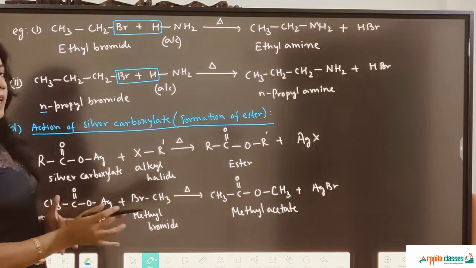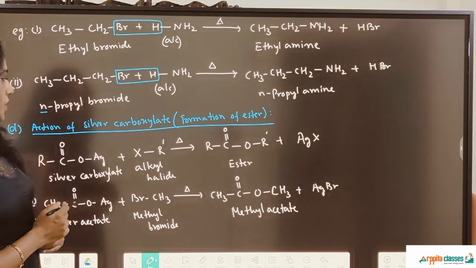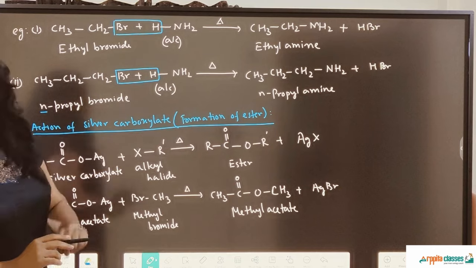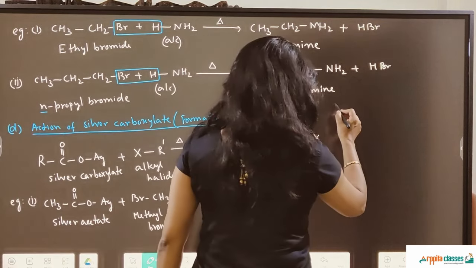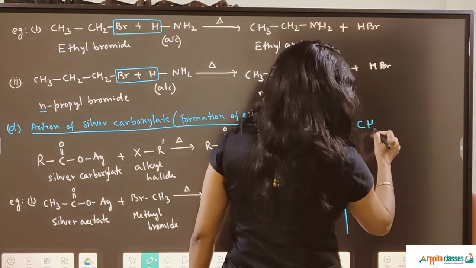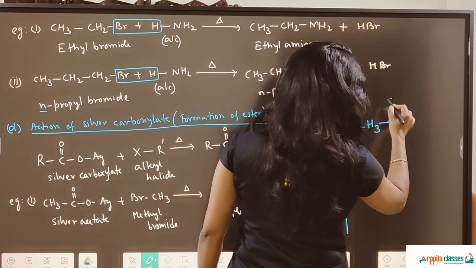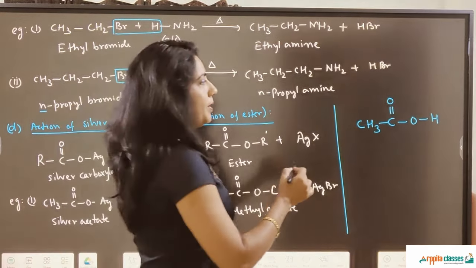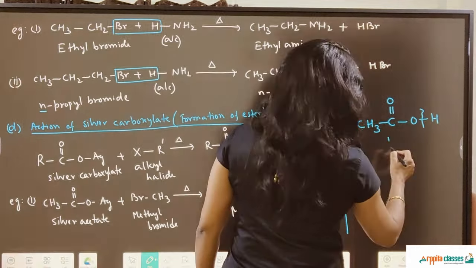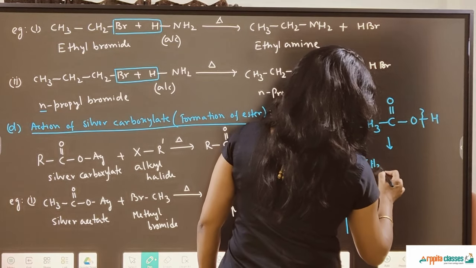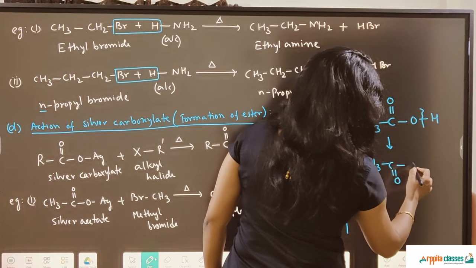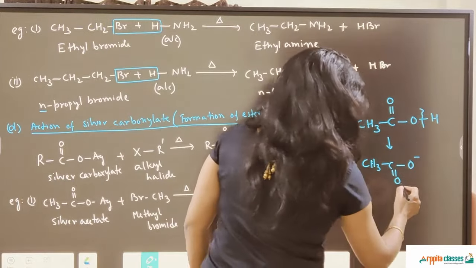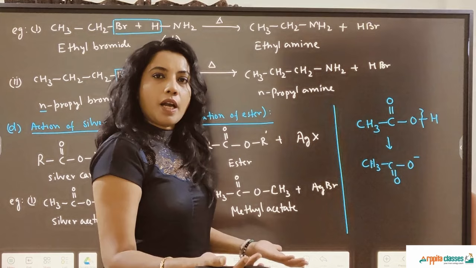Okay. Come to the next nucleophilic substitution. It is action of silver carboxylate and formation of ester. Now what is silver carboxylate? See, this is your carboxylic acid, CH3, C double bond O, OH. This is your carboxylic acid. Now from here, if I remove the hydrogen, we get CH3, C double bond O minus, which is called carboxylate ion. Okay. Now if I add sodium to it, then it will be sodium carboxylate.